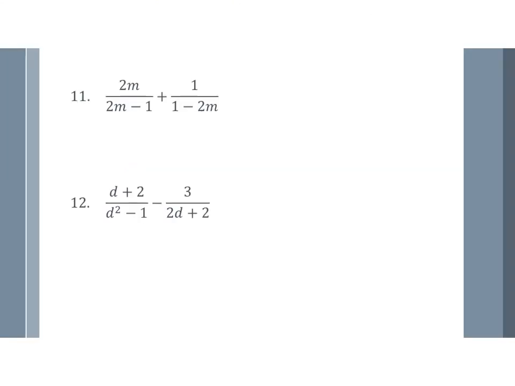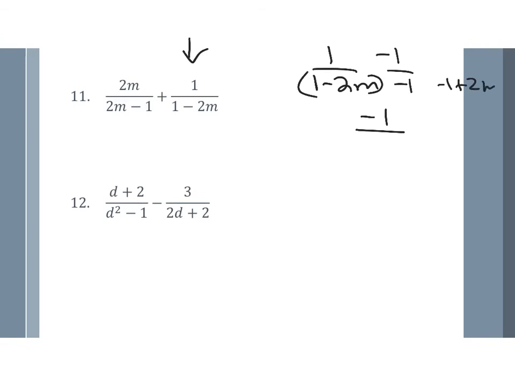All right, number 11. Again, they look the same, but remember, they're backwards. So to change this fraction, I'm going to multiply the numerator and the denominator by -1. So then this will become -1, and when I multiply this, it becomes -1 plus 2m. And then I can flip it around.